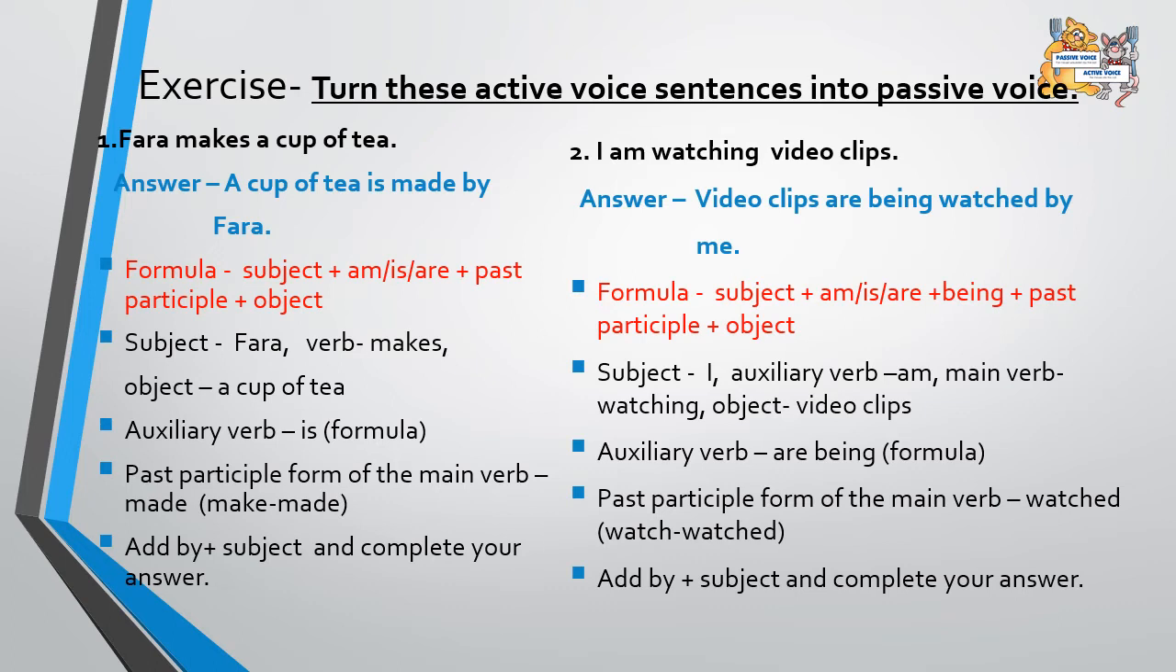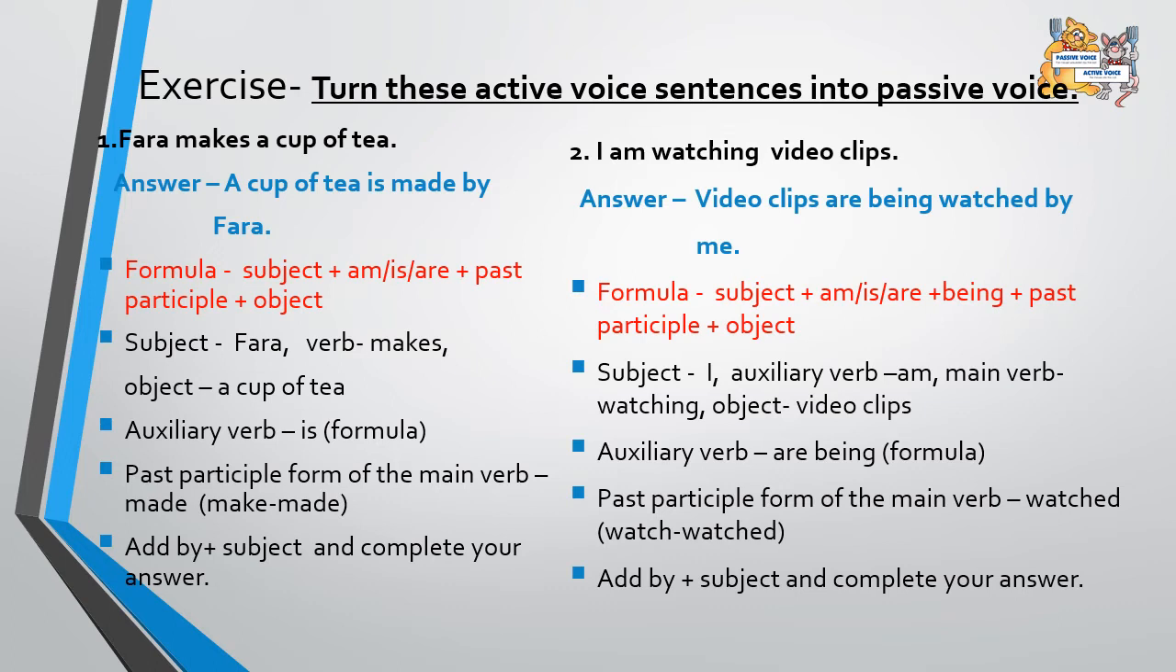The second sentence is I am watching video clips. This sentence is in present continuous tense, so apply the passive voice formula of present continuous tense. In this sentence, I is the subject, am is the auxiliary verb, watching is the main verb, and video clips is the object. Now you should begin the passive voice sentence with the object, that is video clips. Then you should select the auxiliary verb are being from the formula because the object is plural.